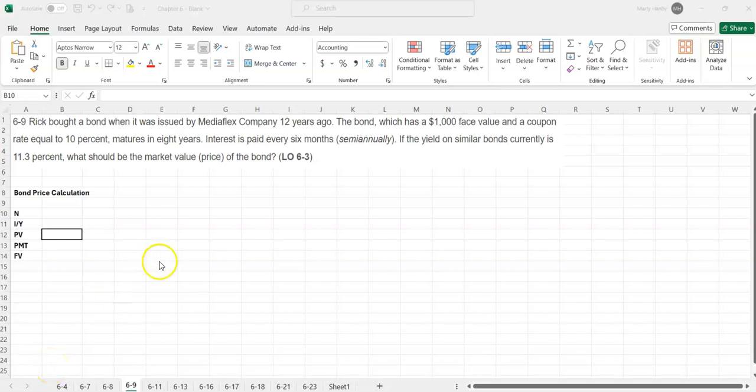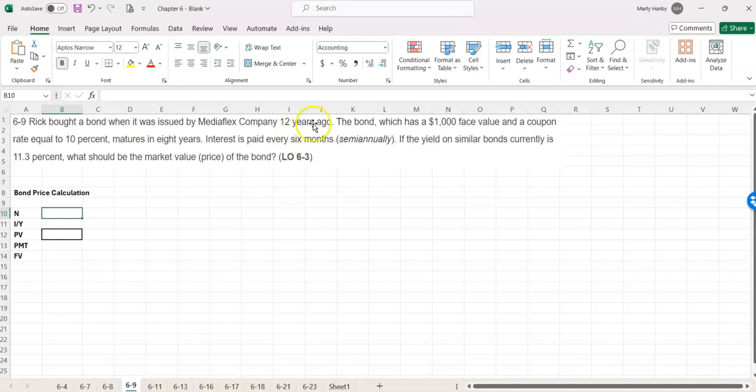Okay, this is problem 9 from chapter 6 of CFIN7. Rick bought a bond when it was issued by MediaFlex company 12 years ago. The bond, which has a $1,000 face value and a coupon rate equal to 10%, matures in 8 years.